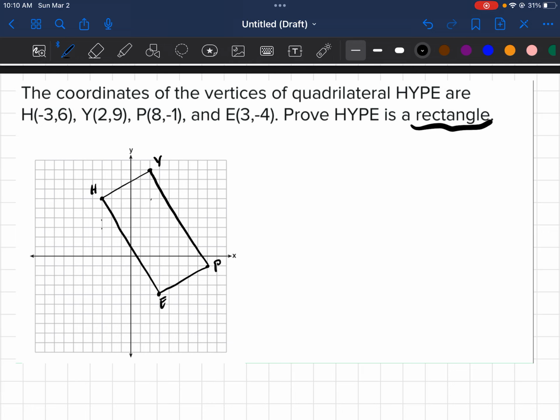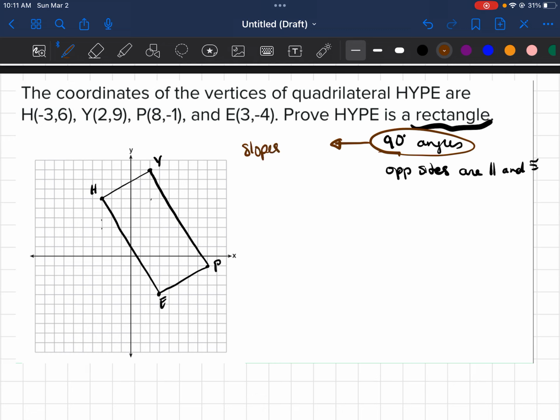A rectangle has 90-degree angles, and then opposite sides are parallel and congruent. So I'm going to have to prove that each of these things are true here. So I can start with these 90-degree angle pieces. I know that if something is 90 degrees, that means their slopes are perpendicular. So their slopes are going to meet at this 90-degree angle there, and they will be perpendicular.